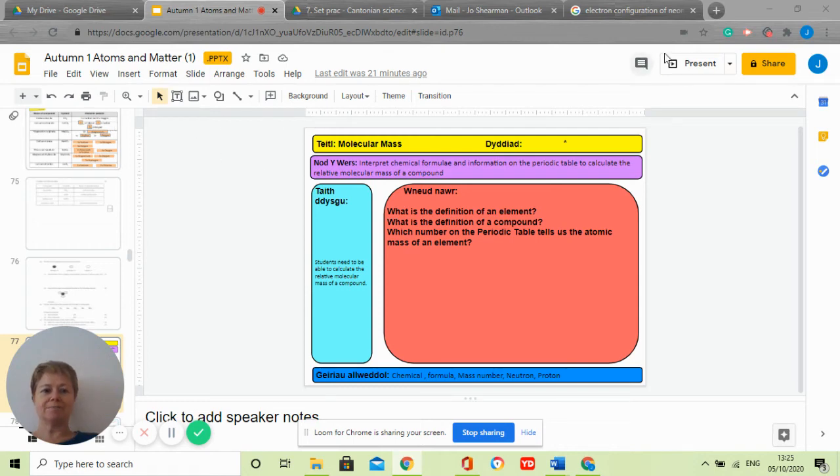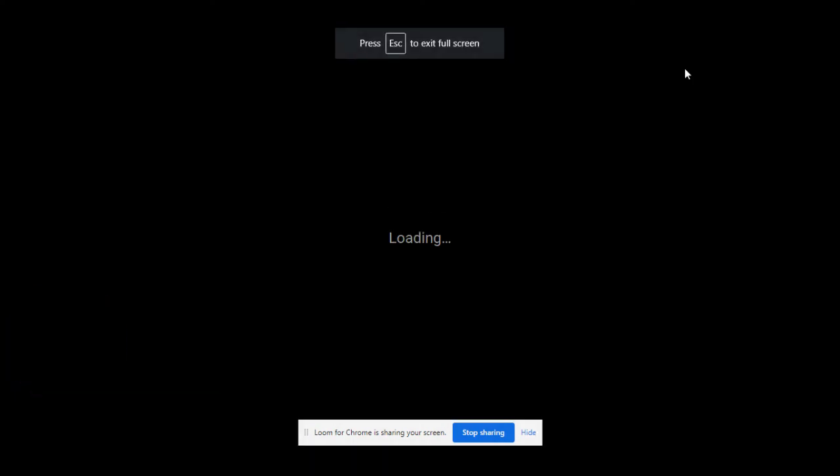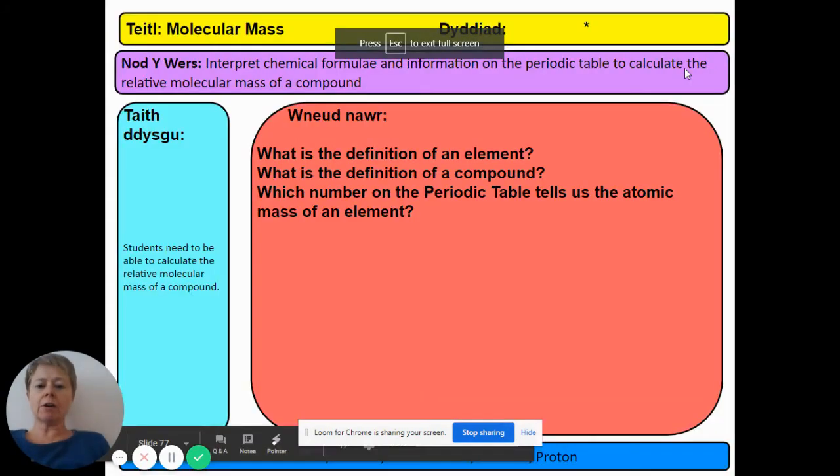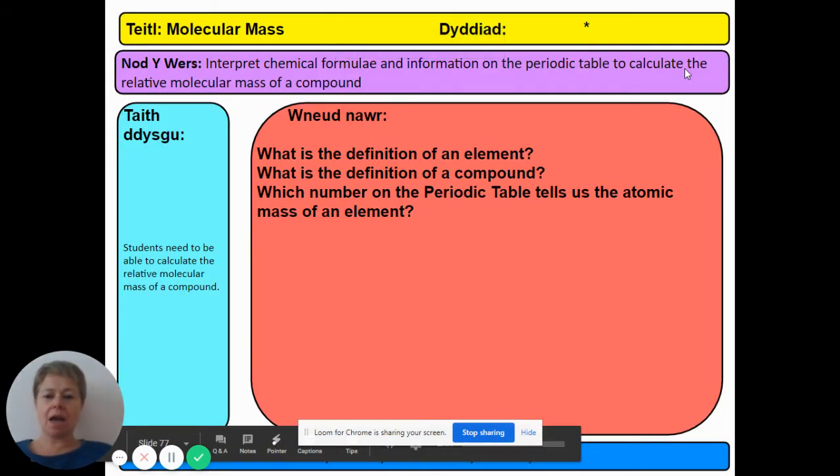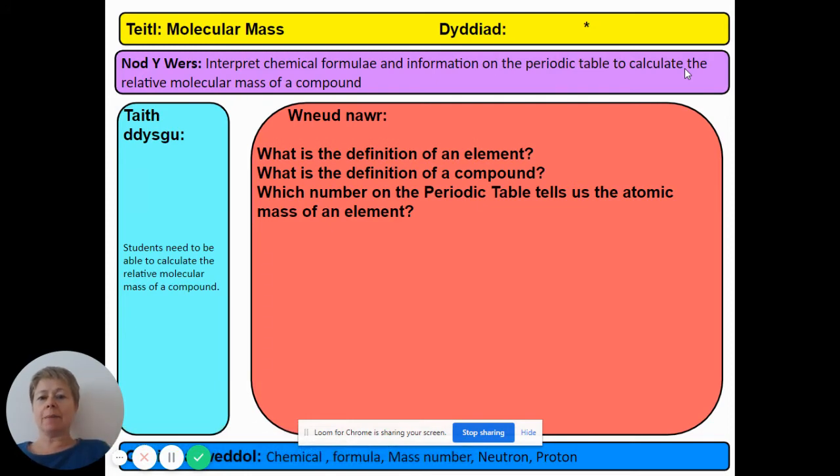Hi again, everybody. We are going to be looking at molecular mass today. So that's your title, molecular mass. We're going to be looking at chemical formulae, which we have just done, and we're going to be using information on the periodic table to calculate the relative molecular mass of compounds. All will become clear.